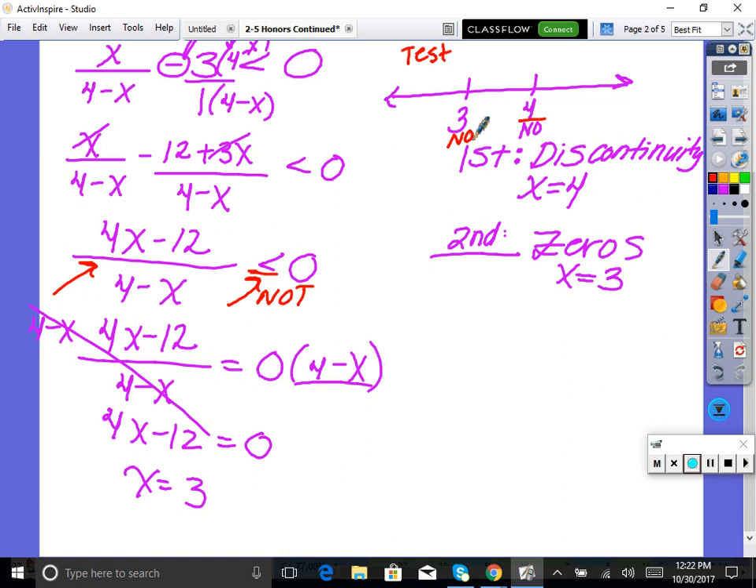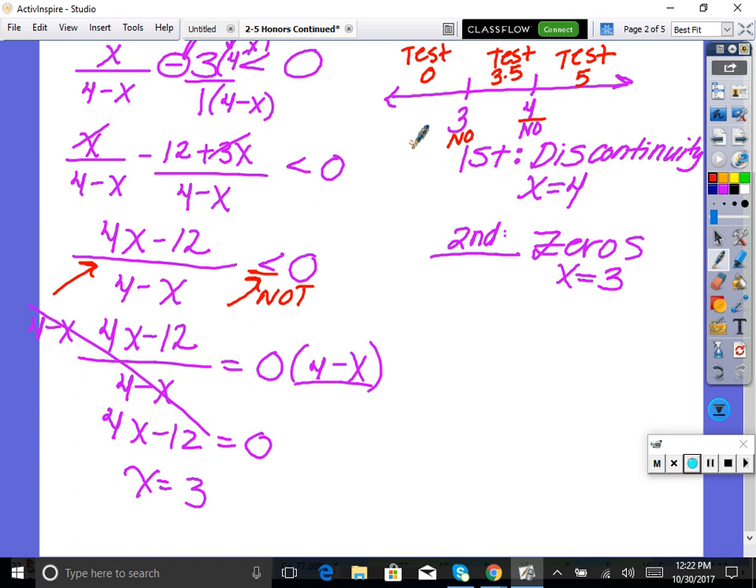Let's test a value less than 3. 0. Okay, let's test a value larger than 3. I don't know, 3.5. So it's got to be between 3 and 4. You good? And then let's test 5. Ready? Pick one and test it, and then tell me, when I plugged in 0, I got this.